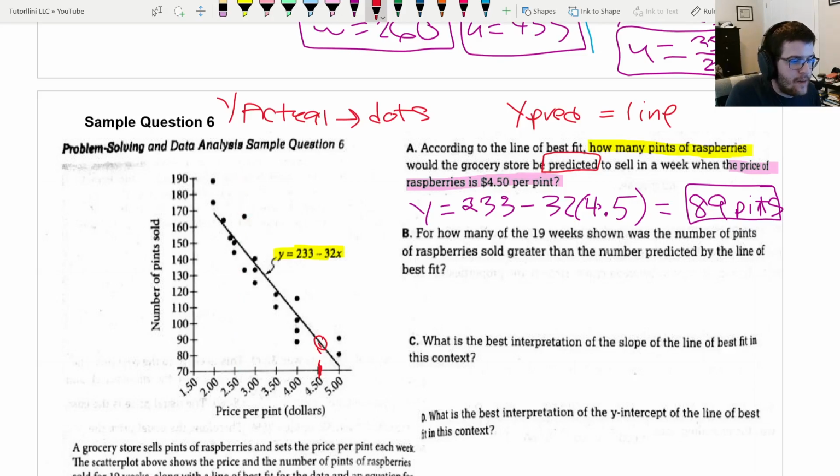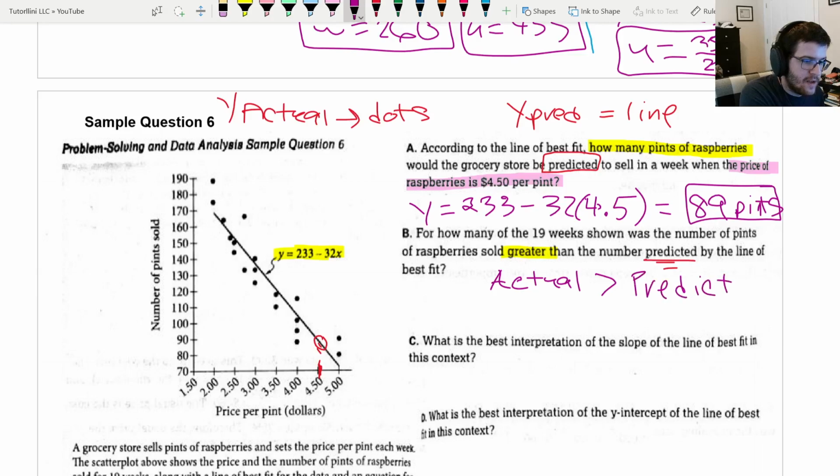Okay, great. For how many of the 19 weeks shown was the number of pints of raspberries sold greater than the number predicted by the line of best fit? Okay, so it wants to know the number of pints, so the actual number of pints, when it is greater than the number predicted. So this is what I do so I don't get confused. I always write this out, and then I try to get actual on the left side. Actual is already on the left side, so I don't think we need to do anything.